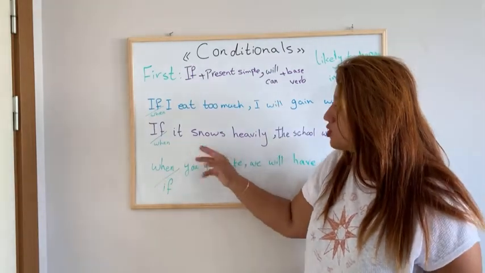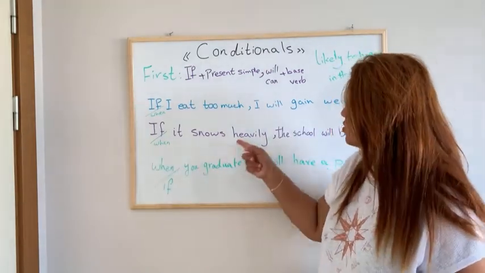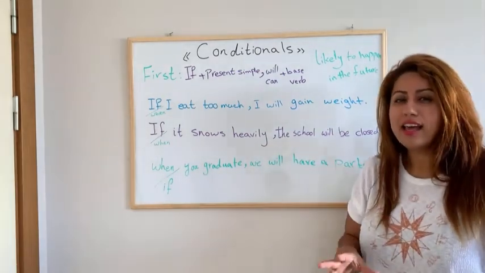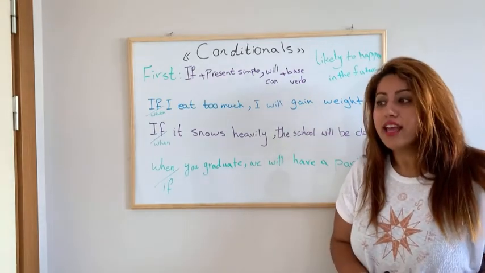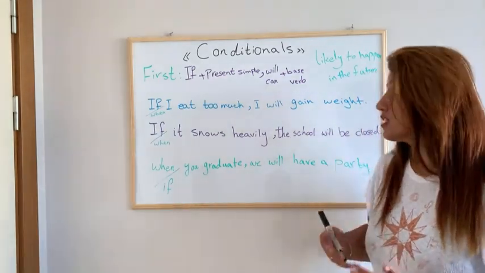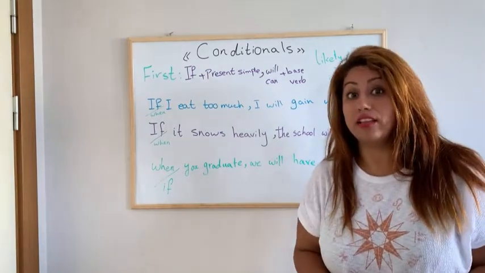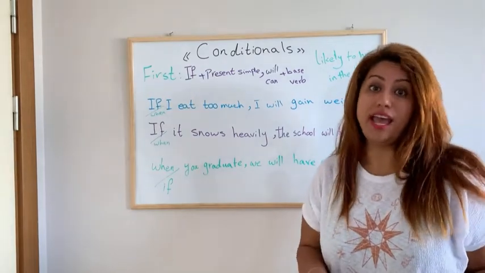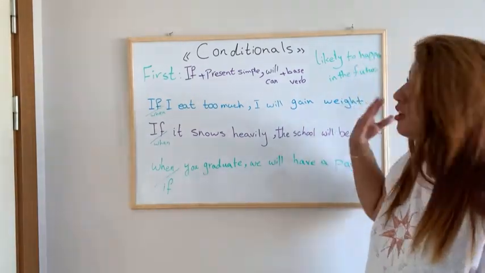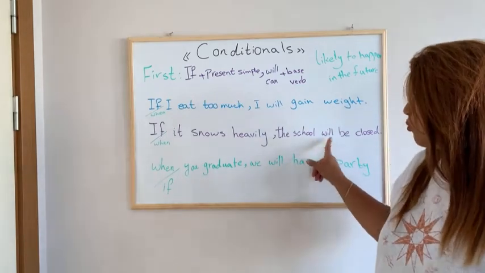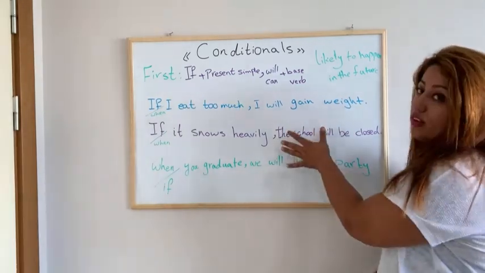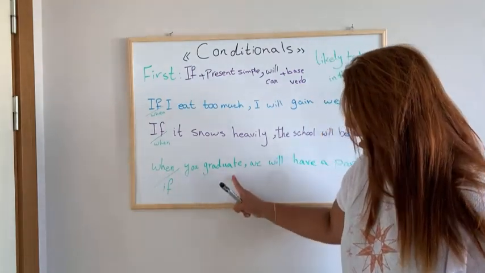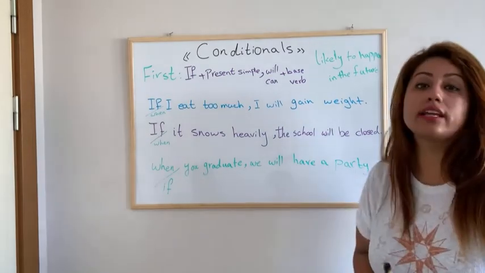If it snows, or even when it snows heavily, the school will be closed. That's again a kind of likely result. It is likely to happen because in most situations, if it snows heavily, they close the school. But I'm not sure 100% that this time it happens or not. So, because it is likely to happen in the future, I use will as a result, or in the result phrase or clause. When or if you graduate, we will have a party.